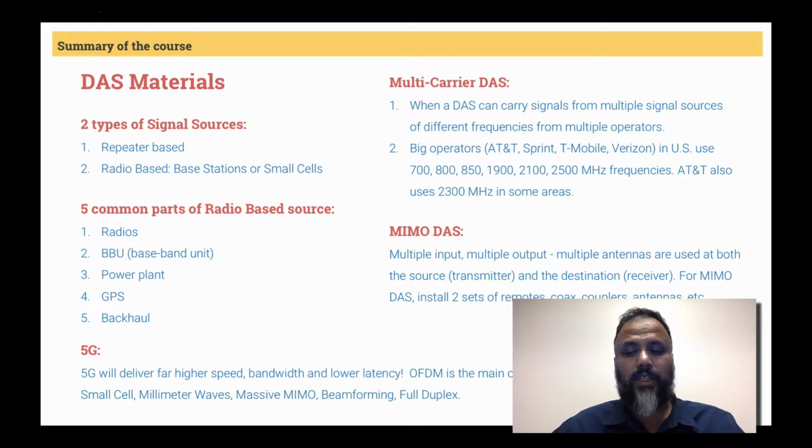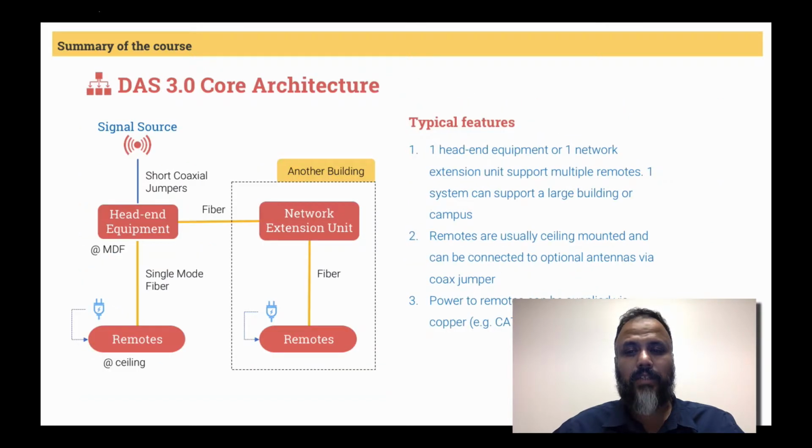We also discussed what makes a multi-carrier DAS and a MIMO DAS. We briefly talked about 5G and the technologies that will dominate this new generation of wireless network. Then we went over DAS 3.0, the third type of DAS, which is all fiber-based. Also laid out the core architecture of 3.0 as shown on this slide.